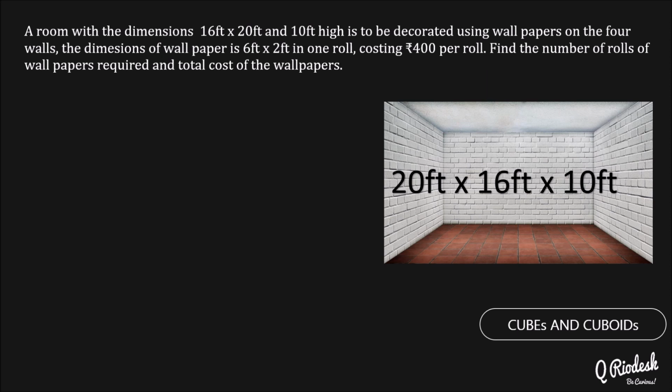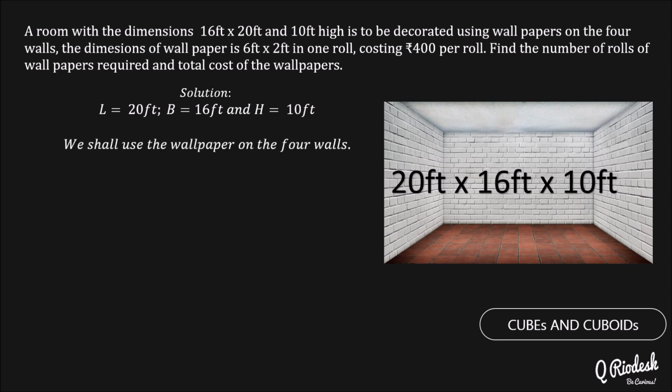So first we will write the length, that is 20 feet, breadth 16, and height is 10 feet. We will be using wallpapers only on the 4 walls. So the area of 4 walls is given by the lateral surface area, that is 2 times l plus b multiplied by h.